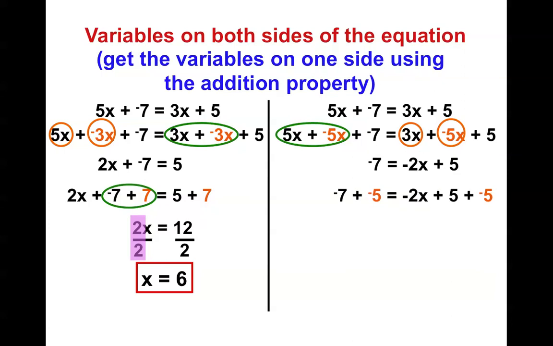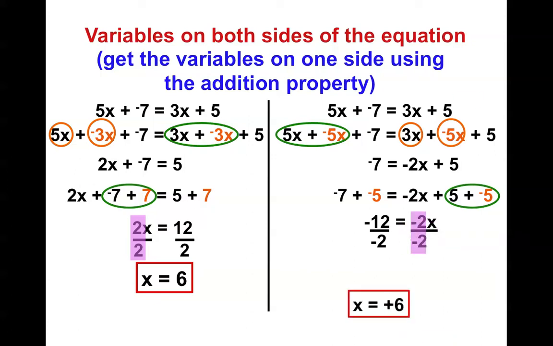When I use the addition property again to eliminate the 5, I end up getting negative 2x equals negative 12, and when I divide by negative 2, negative 12 divided by negative 2 equals positive 6. So either way that you decide to solve this, you will get the exact same answer. You get to pick.